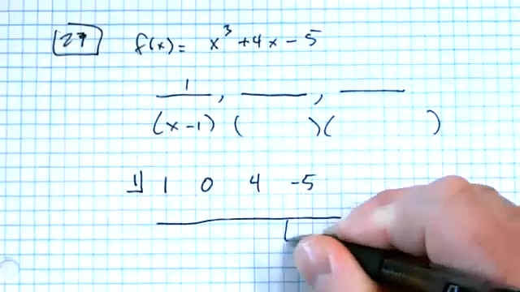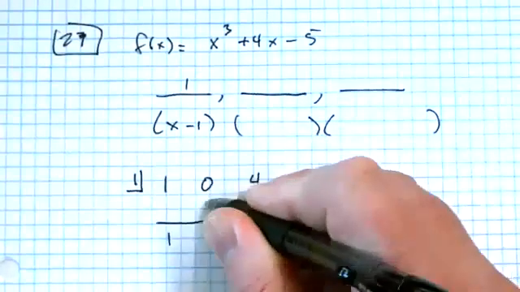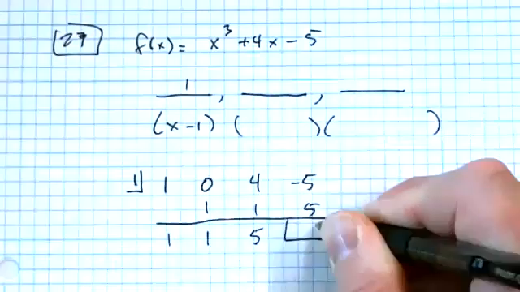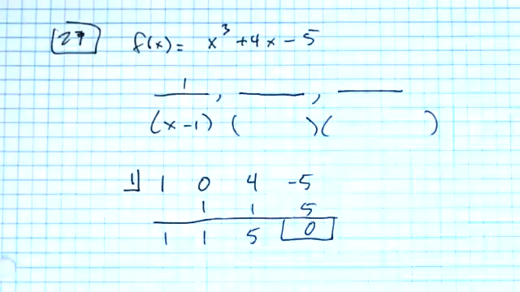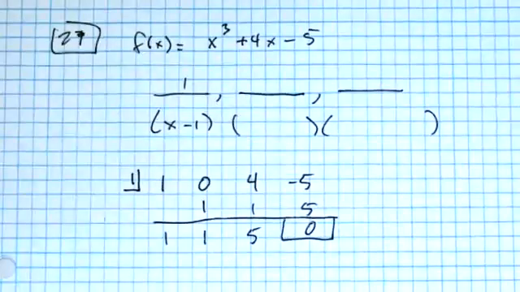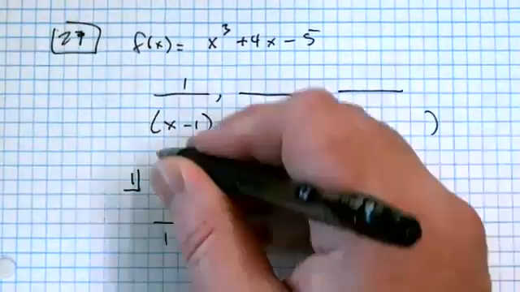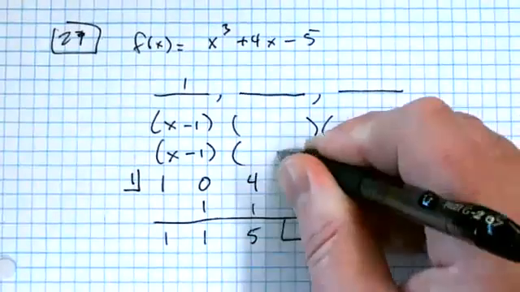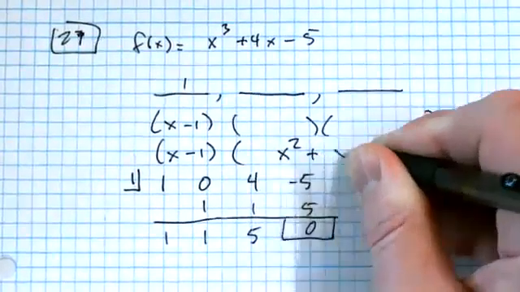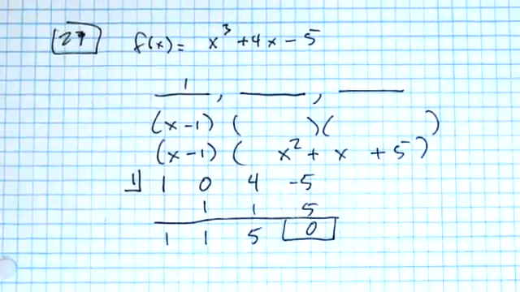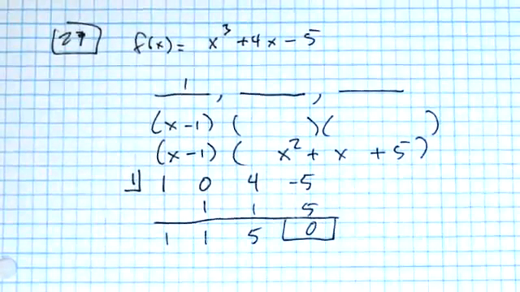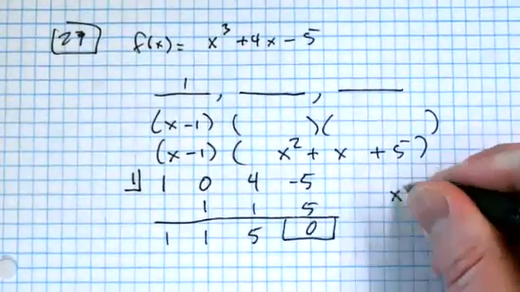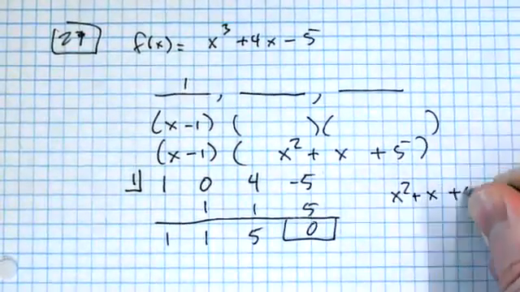We should be getting a remainder of 0. Let's make sure that happens. Yeah. So what I found is that I've got x minus 1. I divided that out. My other factor, the quadratic factor, is 1x squared plus 1x plus 5. That's going to give me my other 2 zeros. I'll just set that equal to 0 and solve it using the quadratic formula.